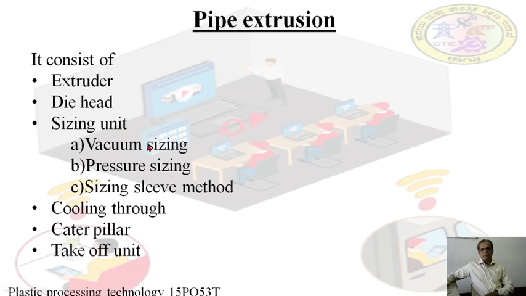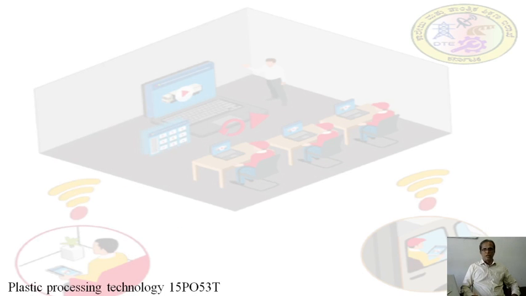How is the sizing done? We have different techniques called vacuum sizing, pressure sizing, and sizing with the help of a sleeve. And once we produce the pipe, it will be in hot form and should be cooled sufficiently in order to maintain the shape and to solidify for the further operation. That is done in the cooling trough, and the caterpillar will drag the produced pipe at a constant speed, and the takeoff unit is there. So these are all important parts of the pipe extruder.